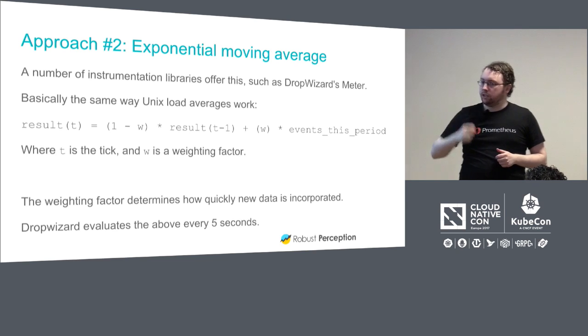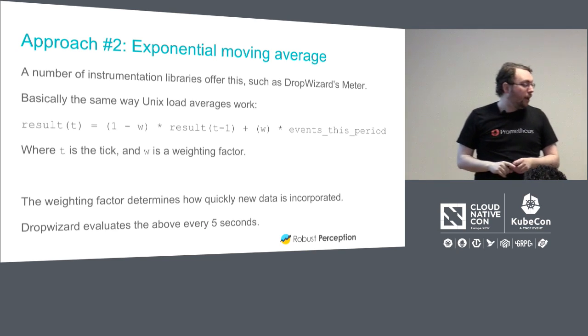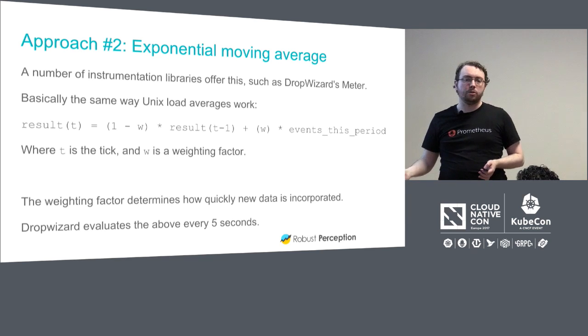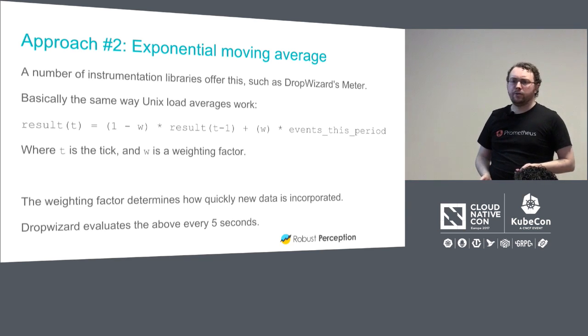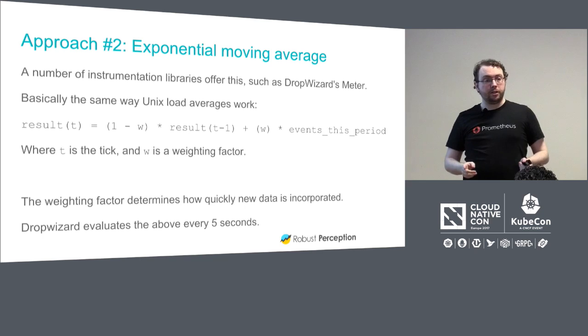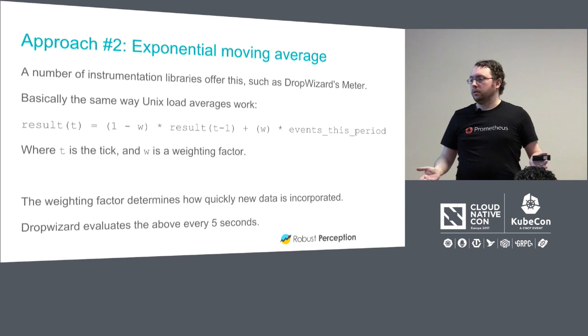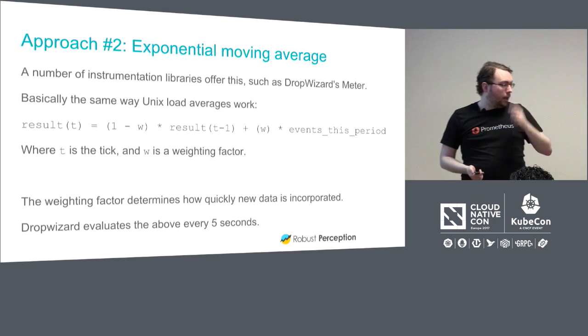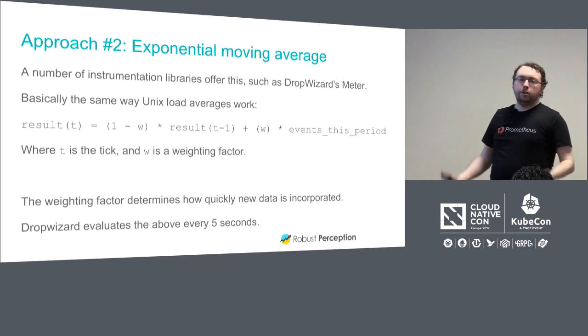The second approach, now this one is very popular. DropWizard's Meter, for everyone familiar with the very popular Java library DropWizard, and it's ported into basically every other language. If anyone's using go-metrics in Go, that's DropWizard basically. It's a port. There's a few others in other languages as well. It works the same way as Unix load averages.